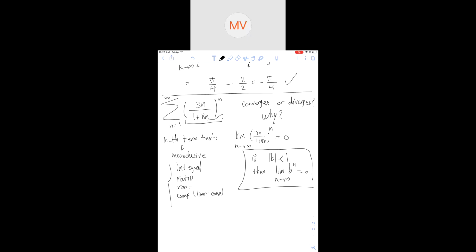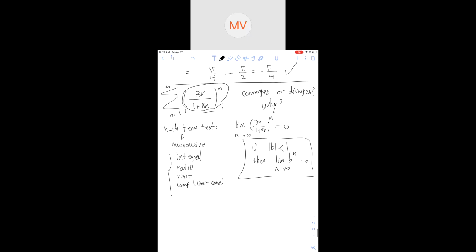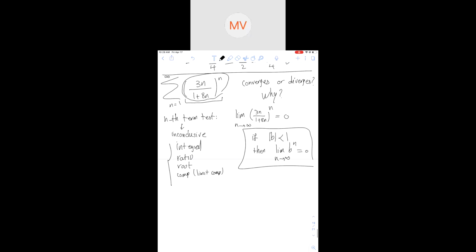Because this is raised to the n form, right? It's a ratio or whatever, raised to the n power. So just go ahead and undo it by simply taking the root test. Root test.